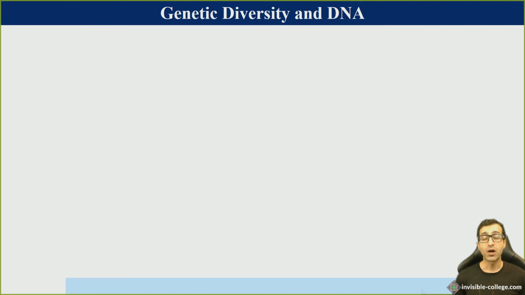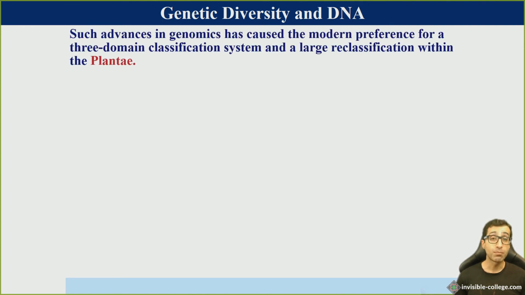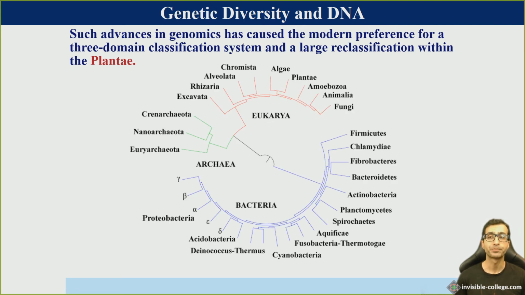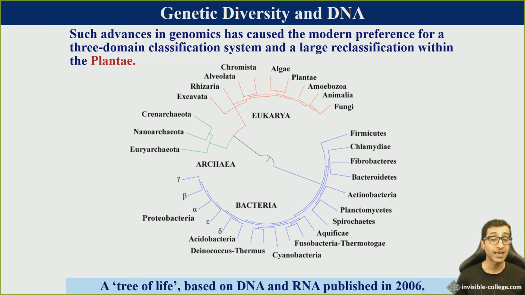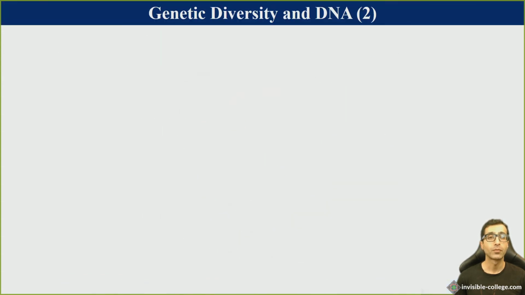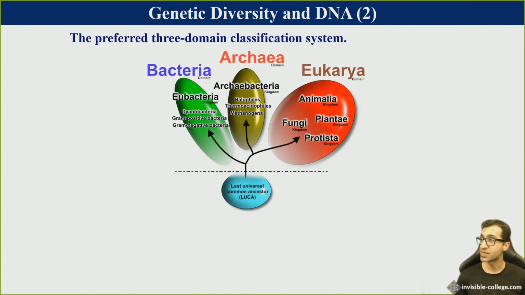So these kinds of advances in genomics have caused the modern preference for a three-domain classification system, and this led to a large reclassification, particularly within the kingdom Plantae. So this tree of life was based on DNA and RNA studies and was finally published in 2006. So the preferred three-domain classification system currently is represented here.